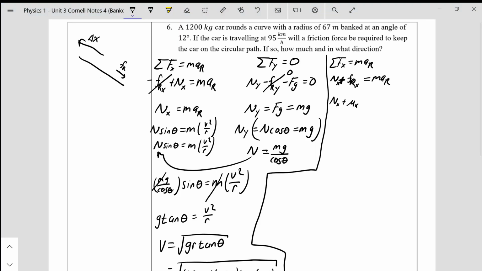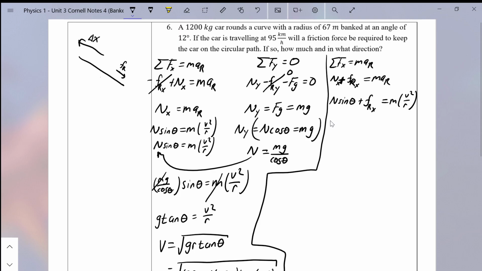I think it's going to be better to just leave it as F sub r for the time being. F sub rx. However, our net x term is going to be n, the normal force, times sine theta, plus our friction force, F sub rx, equals m times v squared over r.